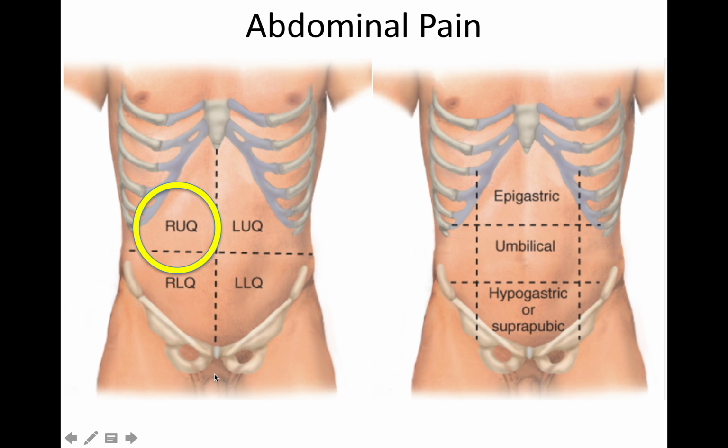Right upper quadrant, think about what organs are there. You have the liver there, you have the gallbladder there, right? So things like cholecystitis, which is basically a gallstone blocking the cystic duct. Okay, so blocking up the gallbladder and causing pressure, and that can become bacterially infected and presenting with right upper quadrant pain. Hepatitis, okay, so liver pain right over the liver there.